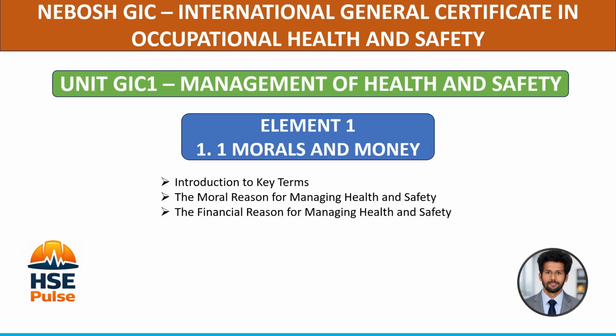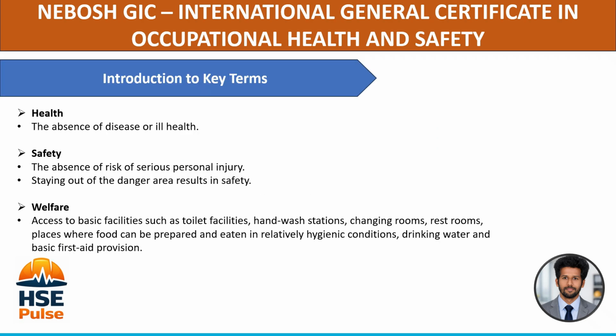Under 1.1 Morals and Money, there are three sections available: introduction to key terms, the moral reason for managing health and safety, and the financial reason for managing health and safety. Introduction to key terms. There are three key terms available in NEBOSH GIC. Basic terms only: health, safety and welfare. Health is the absence of disease or ill health.